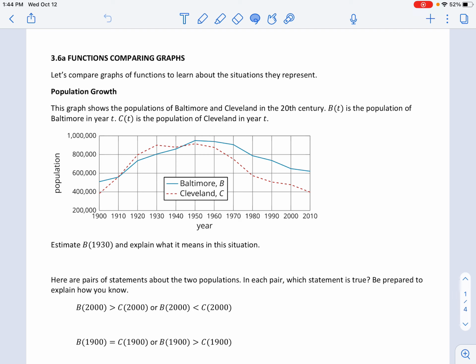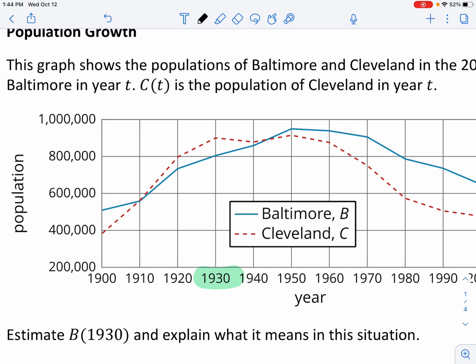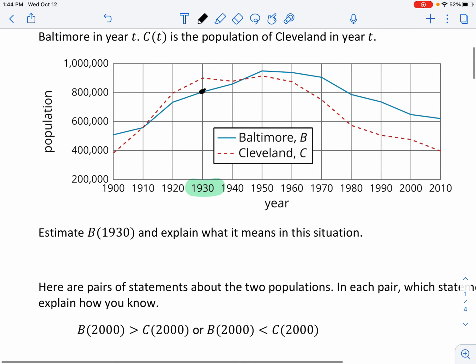So the first thing we want to do is estimate what b of 1930 is and explain what it means in this situation. So if we want to estimate what b of 1930 is, we find 1930 on the x-axis, and then we go up to the graph for b, which is the blue line. So if we just go up, we can see that it is approximately right here on the graph, which means that it's about 800,000. So b of 1930 is approximately 800,000.